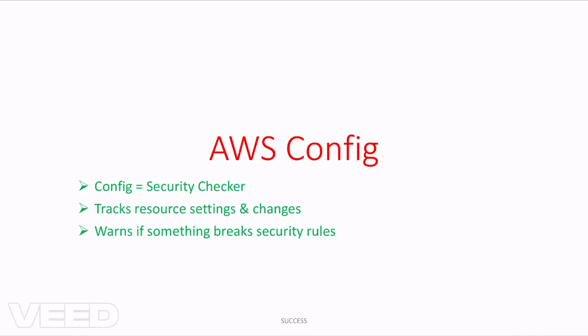To add another layer, AWS Config works like a security checker. It constantly tracks your resource settings and warns you if something breaks your security rules. Think of it as your compliance monitor.